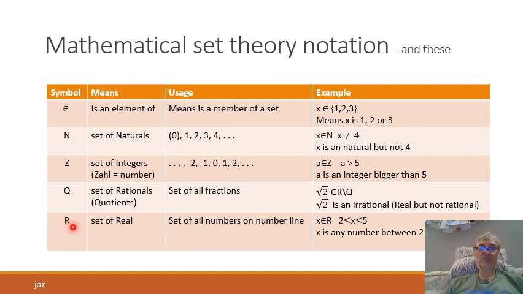And of course, R is the set of reals. And here we have an example where x is a real and x lies between 2 and 5 inclusive. So x is any number between 2 and 5 inclusive.